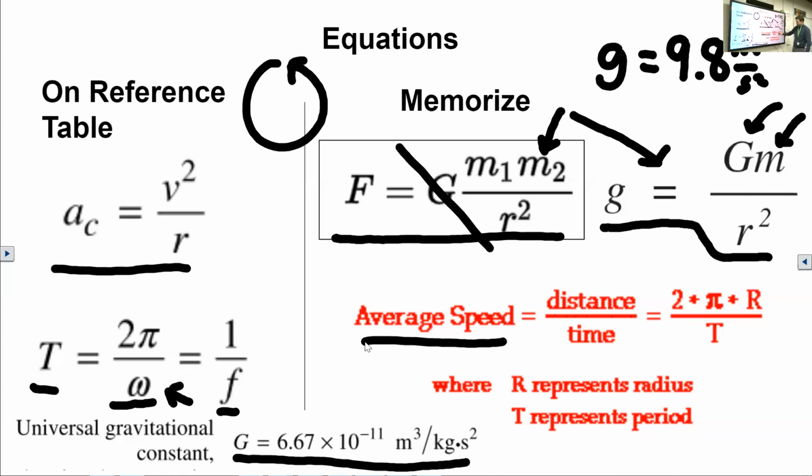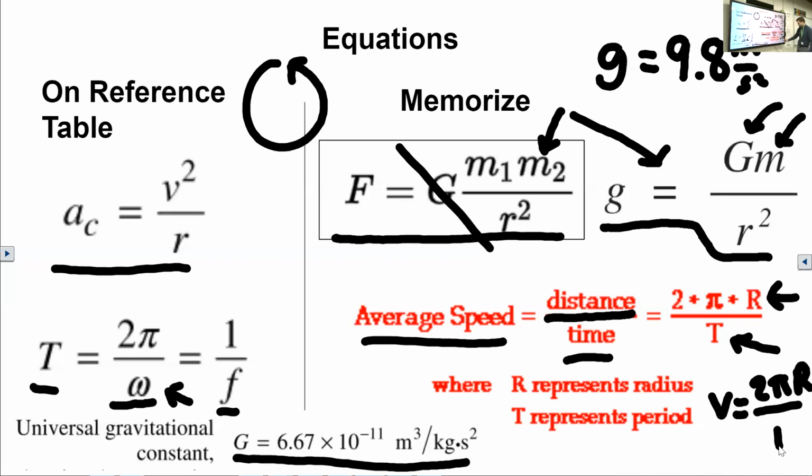And lastly, I wanted to put on there the equation for speed or average speed around a circle. I made a big deal out of how average speed is just distance over time. The distance around the circle is 2 pi r. And the time it takes to go around the circle is the period. And so you get this equation, v is equal to 2 pi r over period. That equation comes up way too much. It comes up very often. If there's one equation you memorize that's actually required to be memorized, please memorize that one.